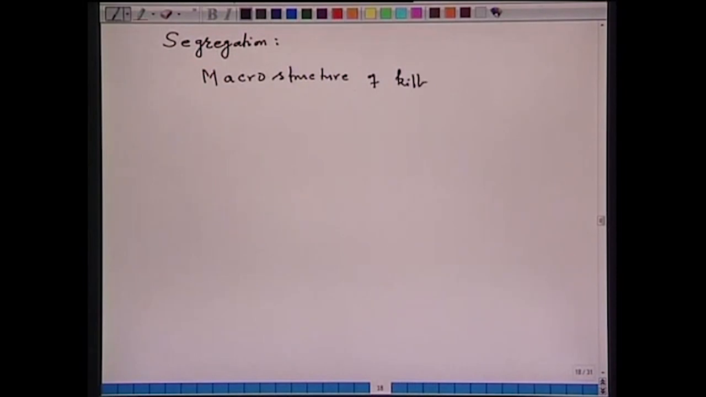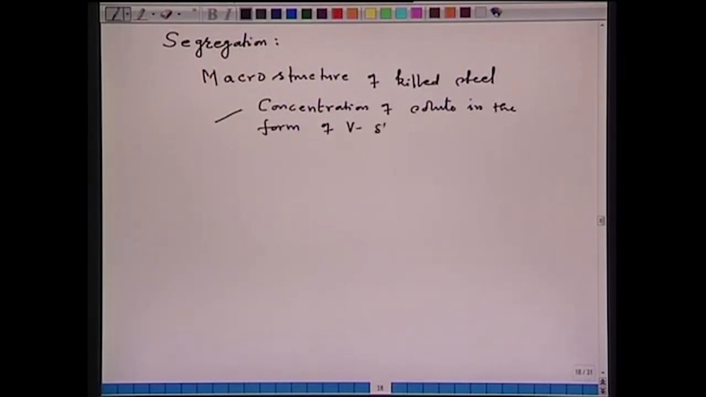And as we know, the macrostructure of chilled steel ingots shows, for example, concentration of solute in the form of V shape, which is formed below the primary pipe, and this is called positive segregation.